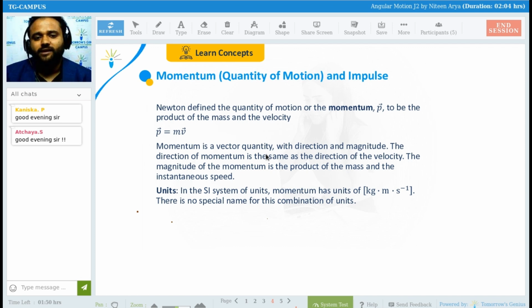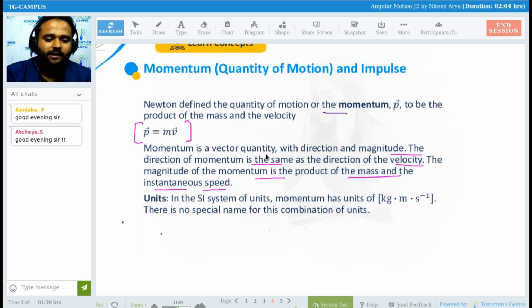So momentum, what is momentum? That is a quantity of motion, a physical quantity which defines the motion of any particular object. Newton defined the quantity of motion, or momentum P, to be the product of the mass and the velocity. Momentum is a vector quantity, obviously because velocity is a vector quantity, with direction and magnitude. The direction of momentum is the same as the direction of the velocity, because mass is a scalar. The magnitude of the momentum is the product of the mass and the instantaneous speed, or you can say velocity.